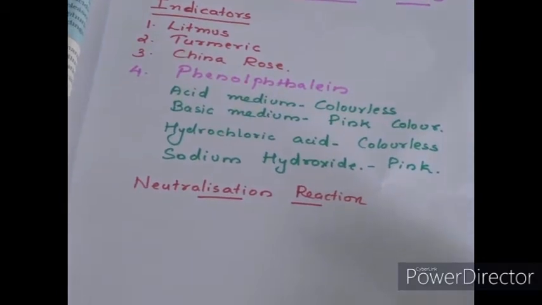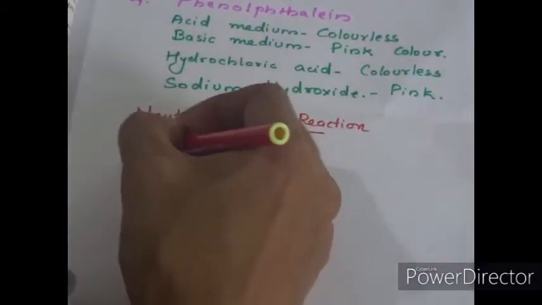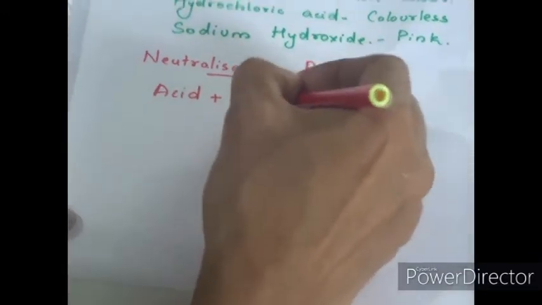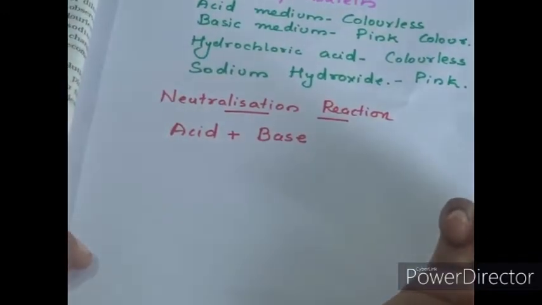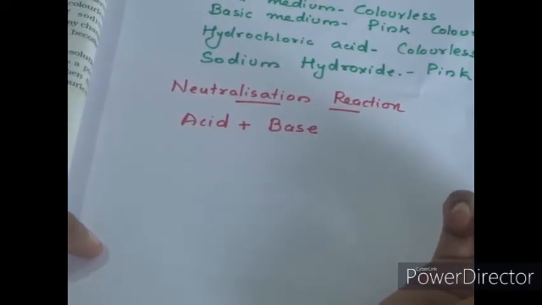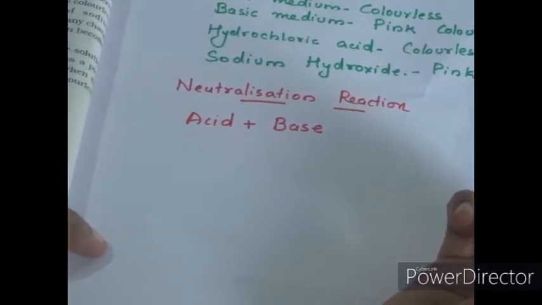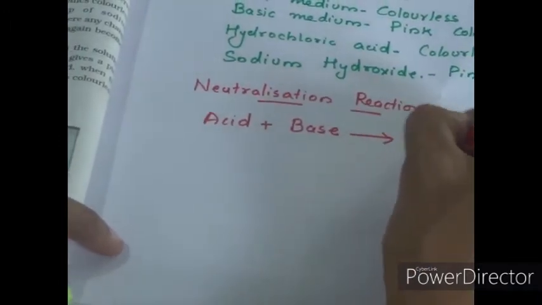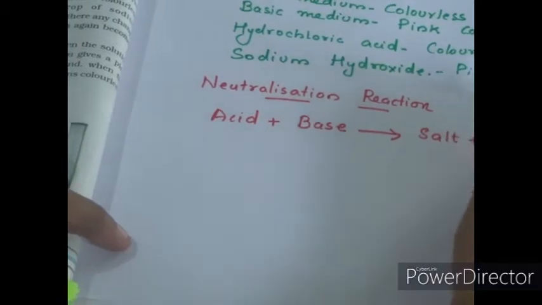In a neutralization reaction, an acid reacts with a base. When an acid reacts with a base, the property of an acid and also the property of a base is lost, and they give rise to the products salt and water.